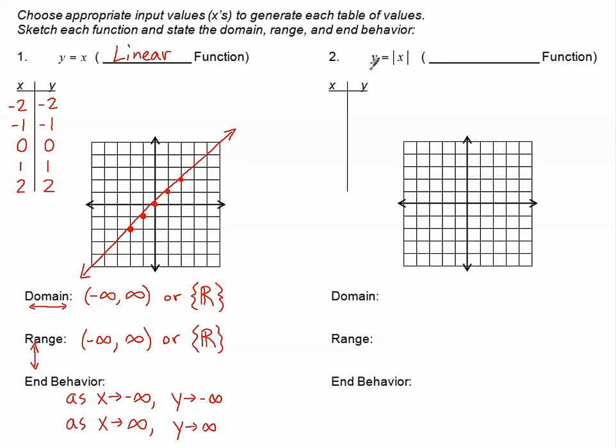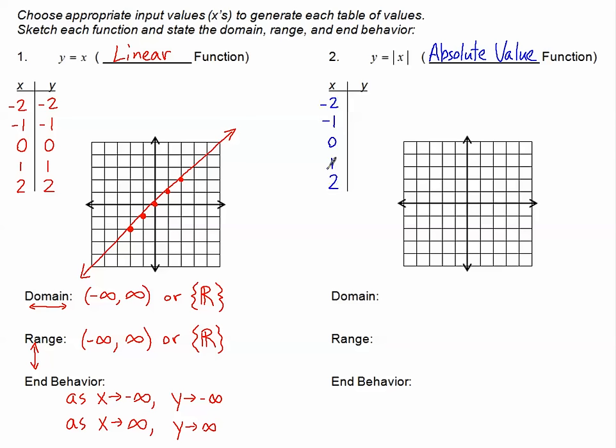Let's look at our second function. Now I see my absolute value bars, so this must be the absolute value function. The graph is going to look like a V. I always remember that because V is in the word value. I'm going to still pick whatever I want for x, and I'm going to pick the same things, -2, -1, 0, 1, and 2.